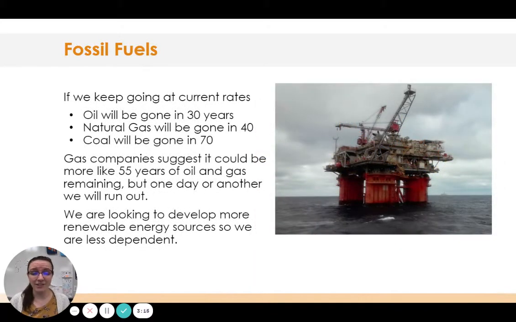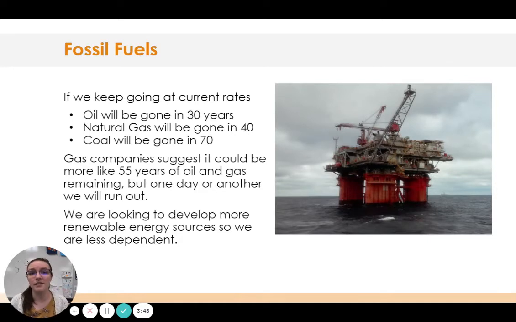Fossil fuels in general, like I said, are something that will not be replenished very quickly with time. And if we keep going at our current rates, we will be entirely out of fossil fuels in about 70 years. Oil and natural gas have about 30 and 40 years respectively. Coal, by our estimates, we have about 70 years worth of coal. That is if we keep going at current rates.